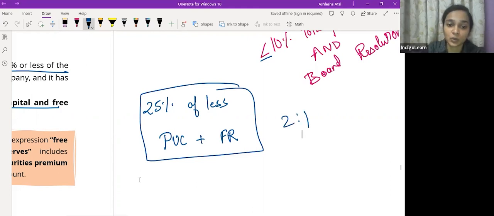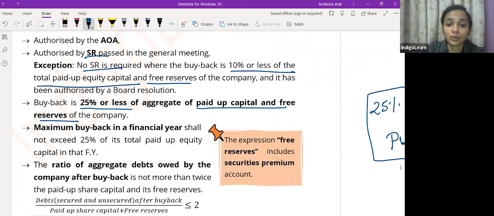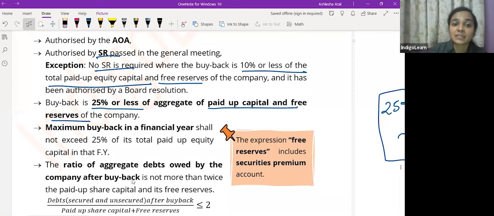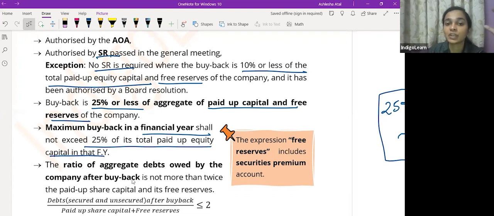Debt equity ratio जो होता है company का, it should not go beyond 2:1. And the maximum buyback in a financial year shall not exceed 25% of its total paid up equity capital in that financial year. So in one financial year, buyback cannot exceed 25% of the total paid up equity capital. यहाँ पे क्या था, यहाँ पे था buyback जो आप कर रहे हो, जो amount आप buyback कर रहे हो should be 25% or less than the sum of paid up capital plus free reserve.